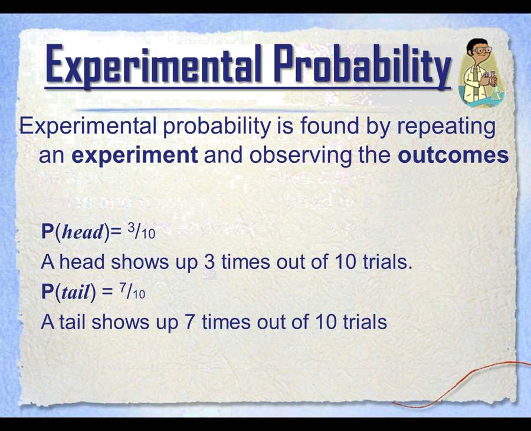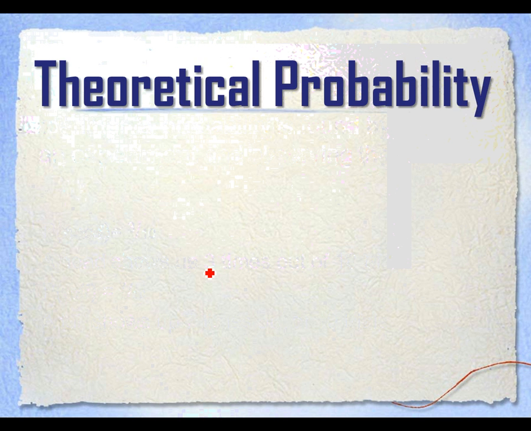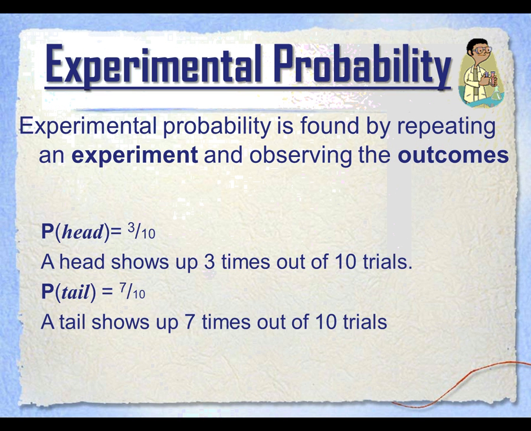Experimental probability is found by repeating an experiment and observing the outcomes. Just like I was saying, you look at what happens from the results. It's experimental. It's based on evidence that you have done yourself. It's a very compelling type of probability based on how many trials you have used. The more you use, the better your experimental probability will match up with theoretical probability.